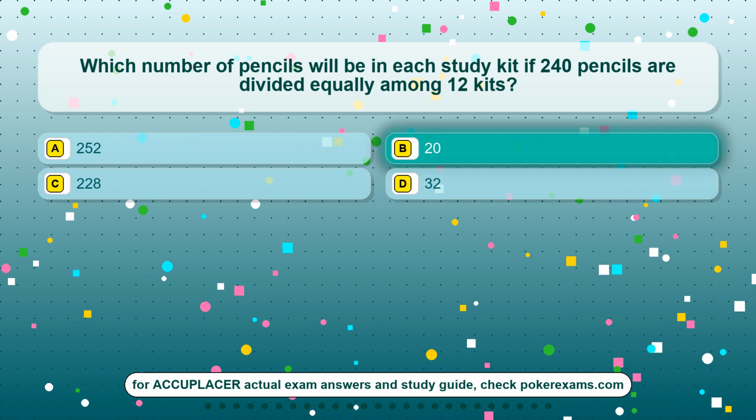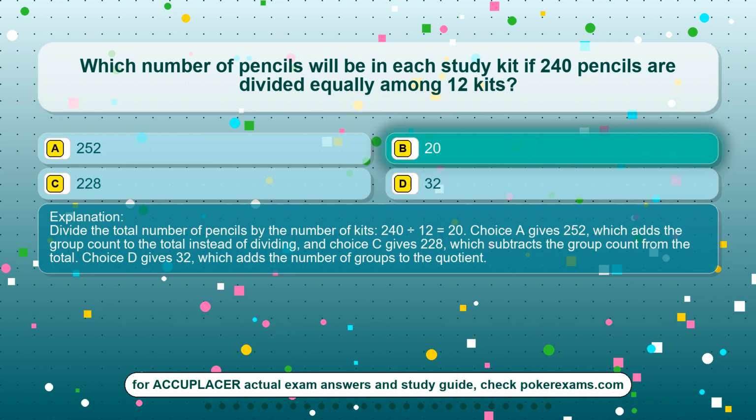The correct answer is option B, 20. Divide the total number of pencils by the number of kits. 240 divided by 12 equals 20. Choice A gives 252, which adds the group count to the total instead of dividing, and choice C gives 228, which subtracts the group count from the total. Choice D gives 32, which adds the number of groups to the quotient.